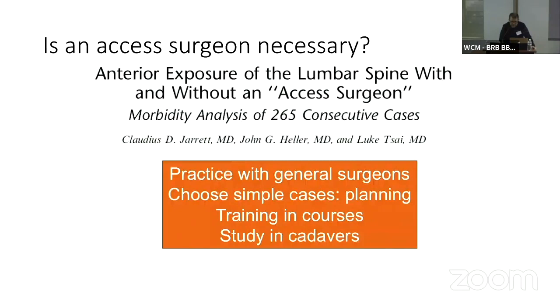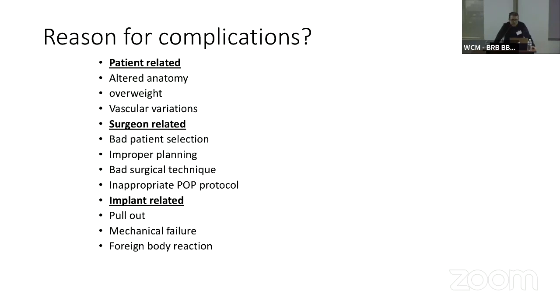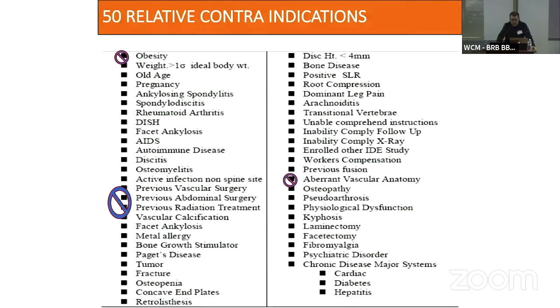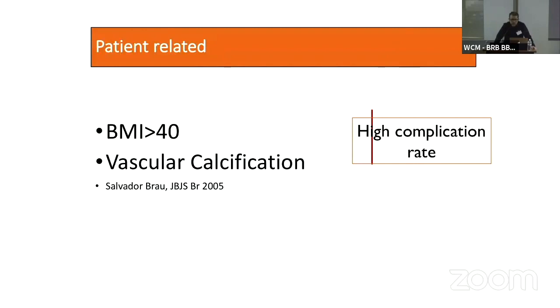But what is the reason for complication? Reasons related to the patient, related to the surgeon, and related to the implant. 15 years later, relative contraindications today are obesity, previous abdominal surgery, previous radiation treatment, and aberrant vascular anatomy. Absolute contraindications are body mass index over 40 and vascular calcification, because the complication rate is very, very bad.